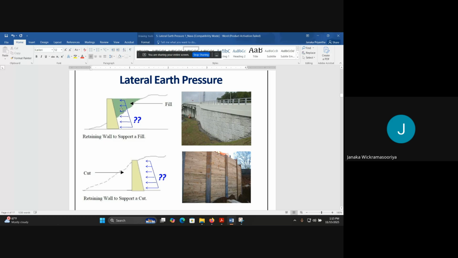there will be a lateral horizontal force acting on this particular structure, so we have to know these values in order to determine the size, or in order to design this particular structure. Likewise, if we need to make a cut, if we need to remove this particular soil, then we need to know the lateral earth pressure acting on this, something like this. Right? If you have anything to note down, please note it down.